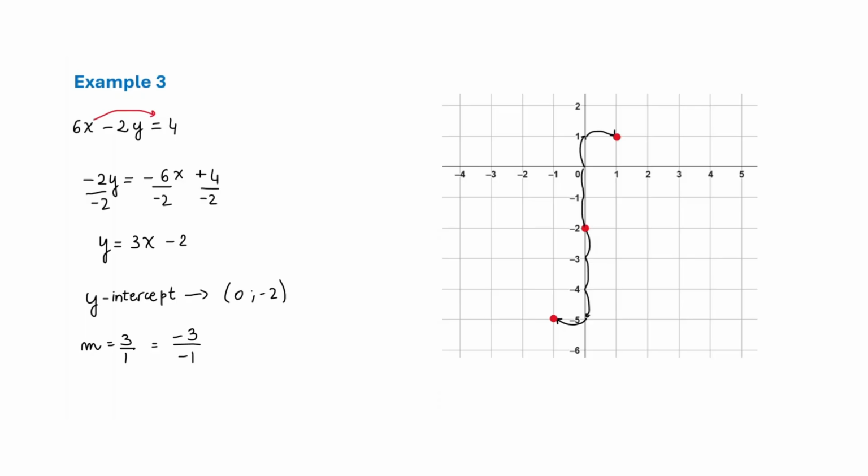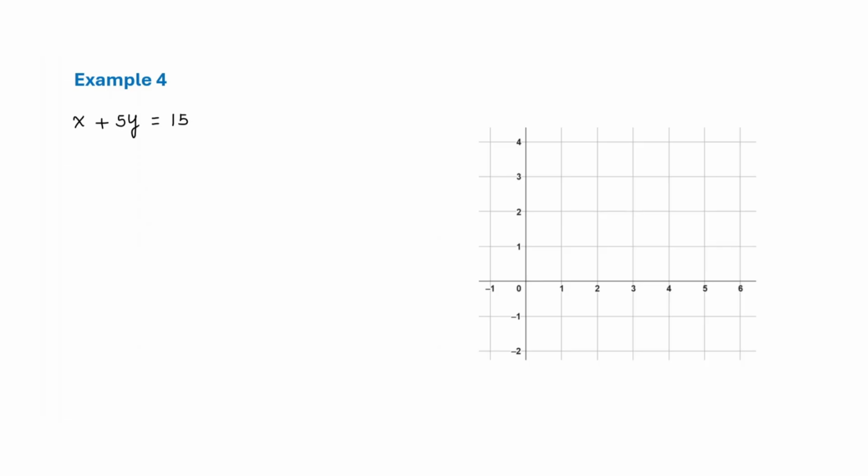We have the y-intercept and another point, so we draw the straight line through the points. This is the graph of 6x minus 2y is equal to 4. Now let's move to example 4. Plot the graph of x plus 5y is equal to 15. This one is for you to try. Pause the video now, use the same method, and then press play to check the solution.